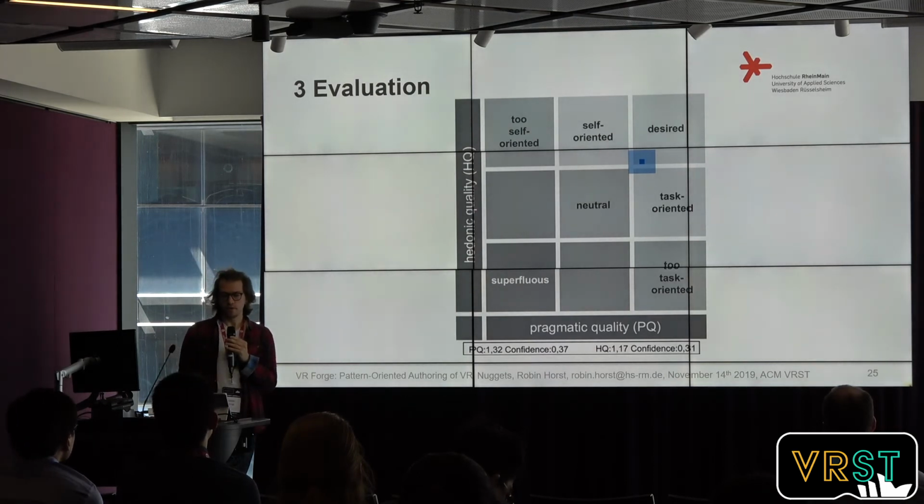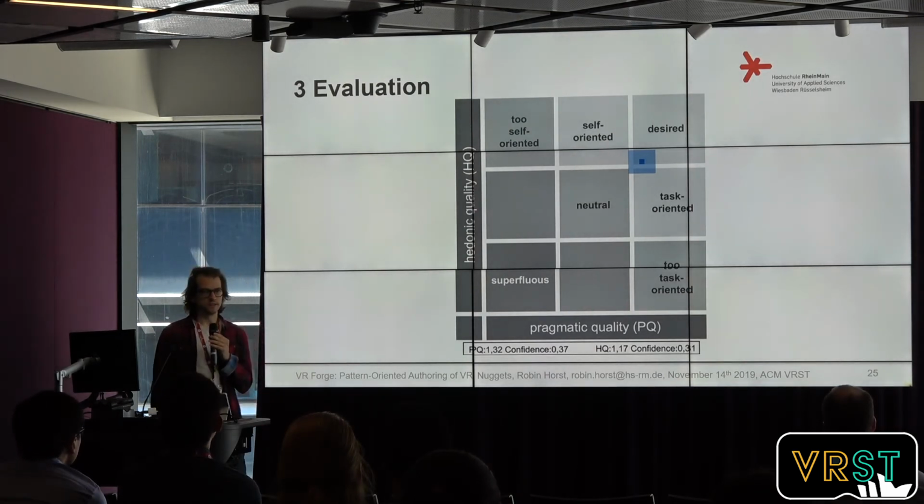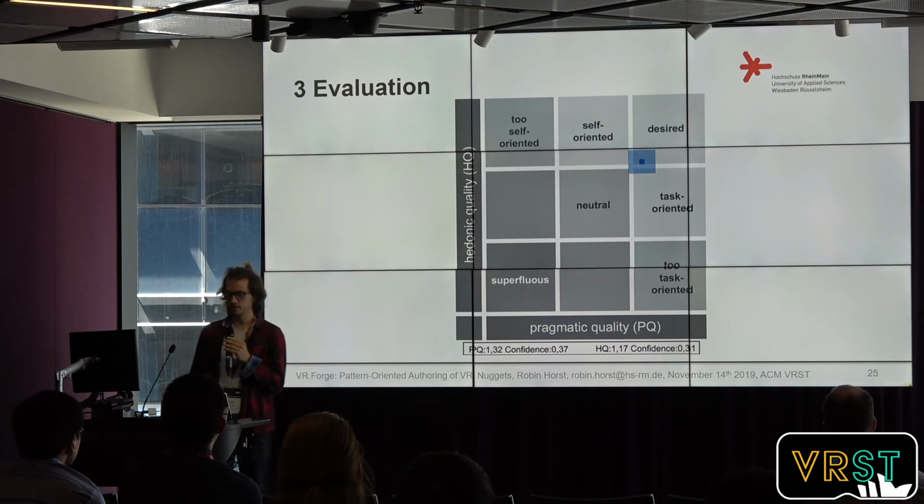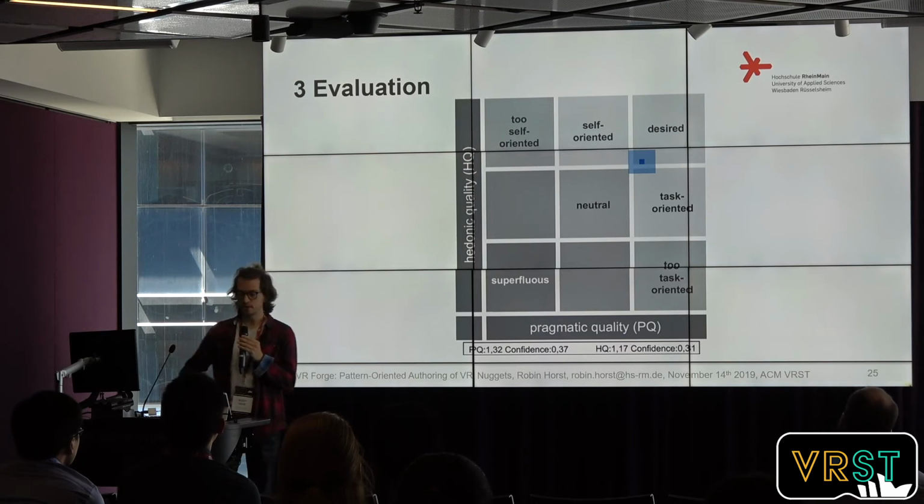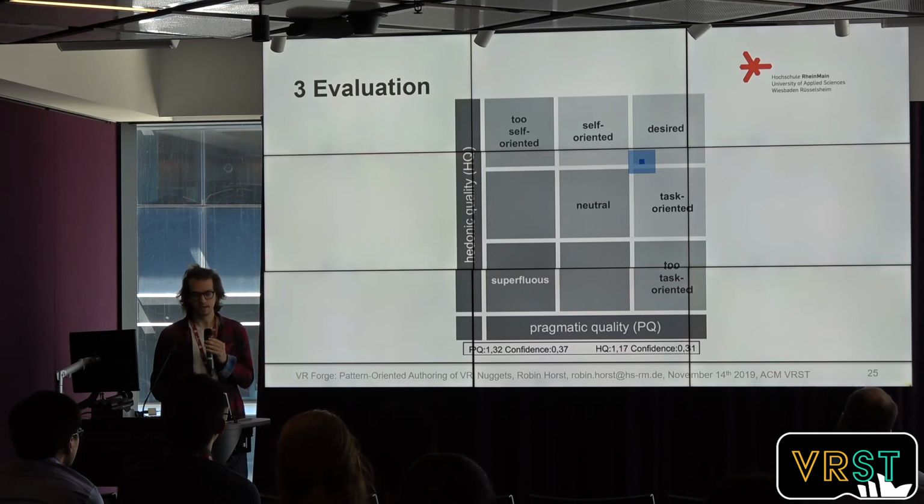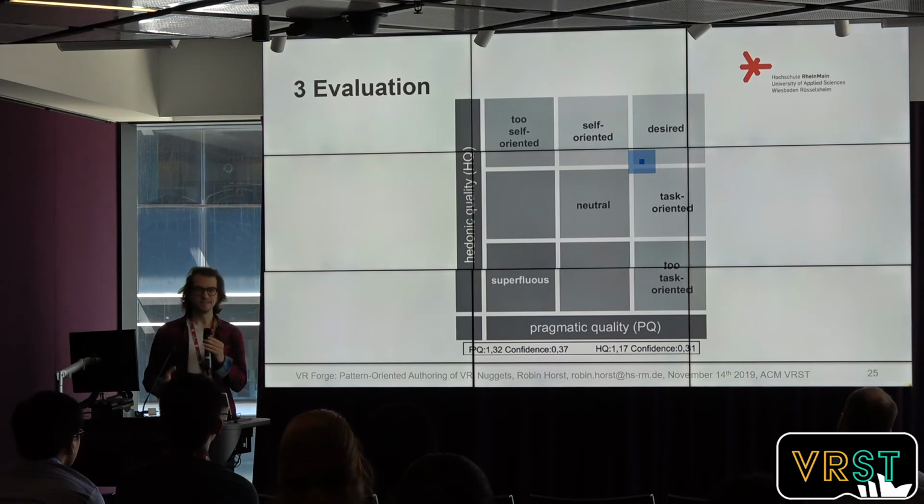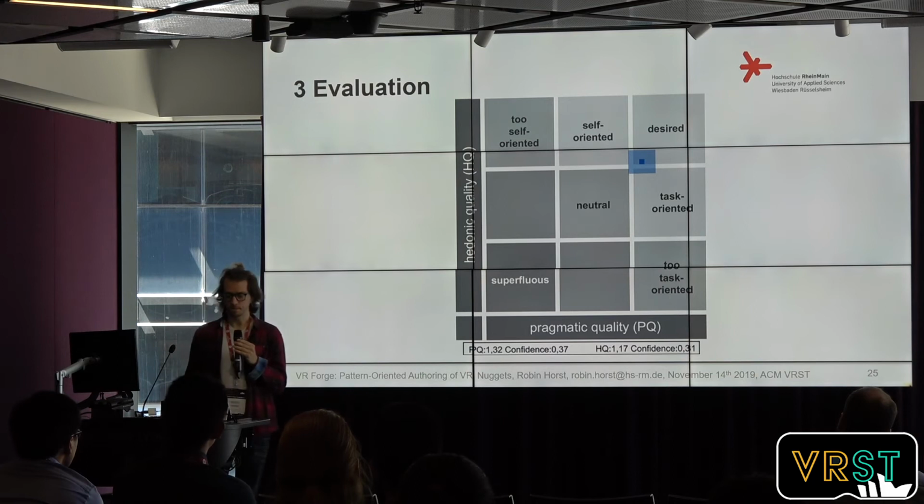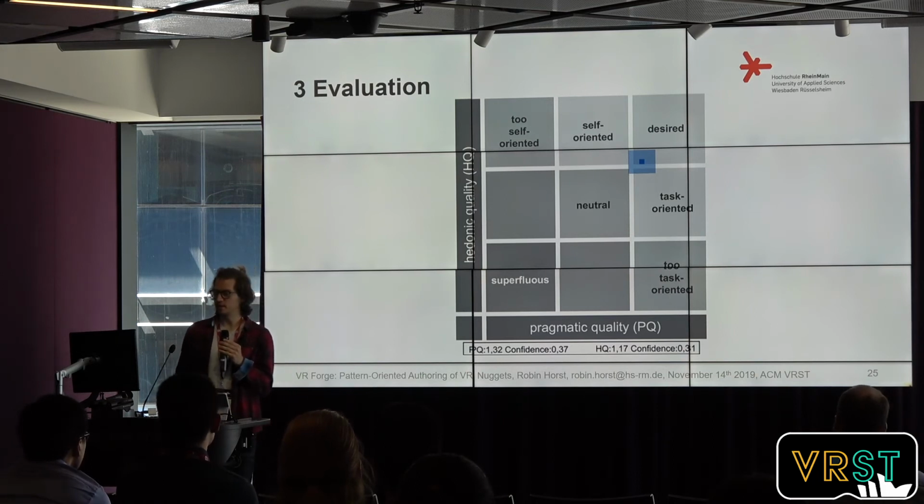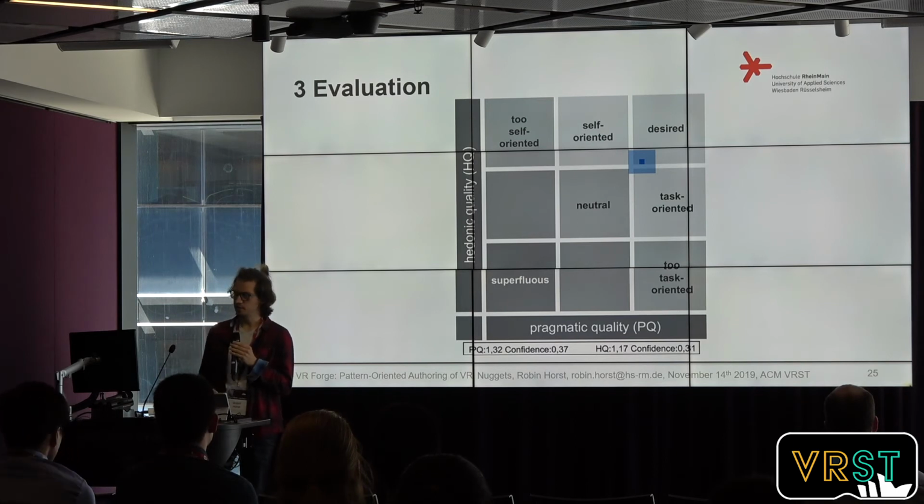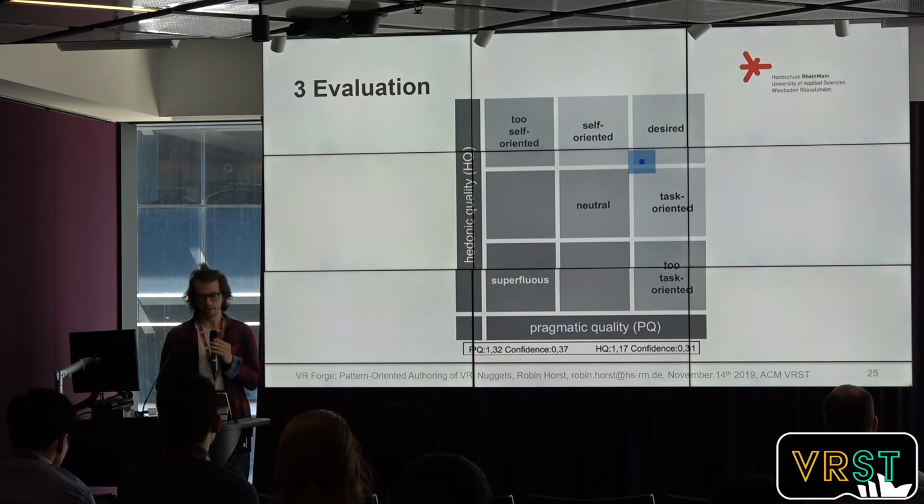And here we see a graph about the attractiveness rating, measured against the hedonic and pragmatic qualities. As I said, it illustrates that the experts accepted the VR nuggets quite well and placed the overall ratings within the desired region, where they were only slightly overlapping, in its confidence, with the self-oriented and task-oriented areas.